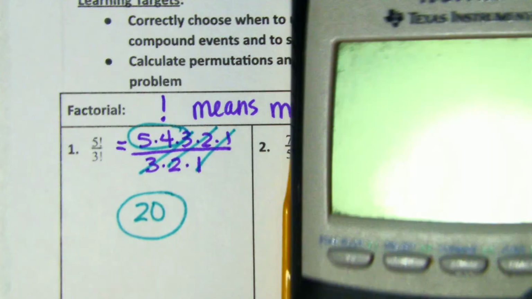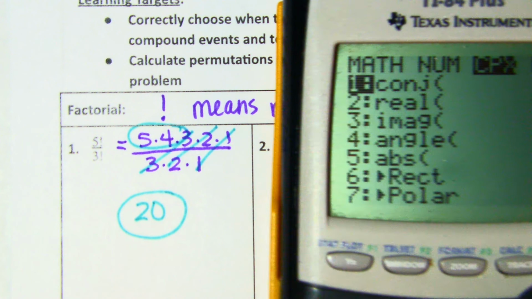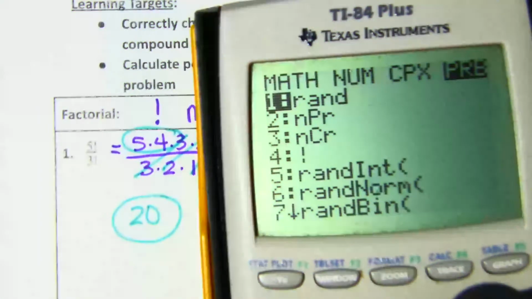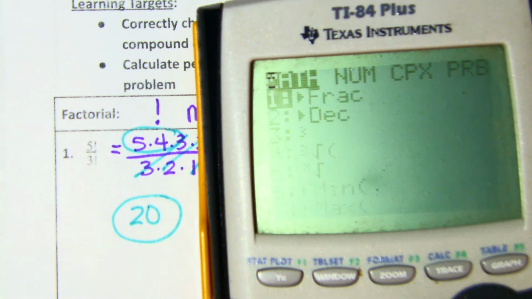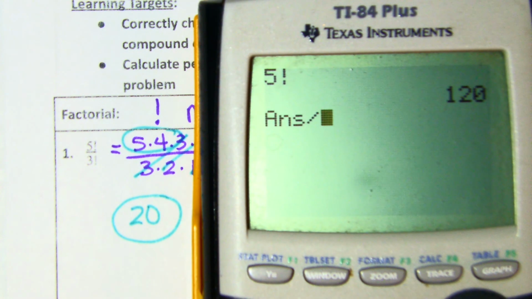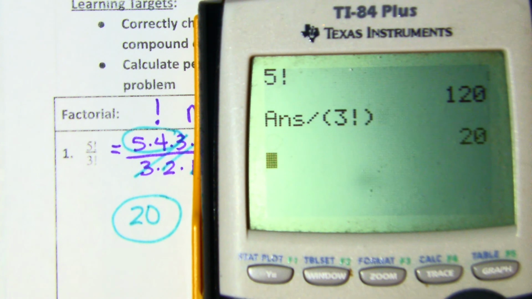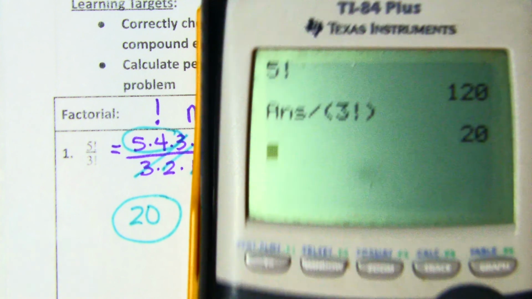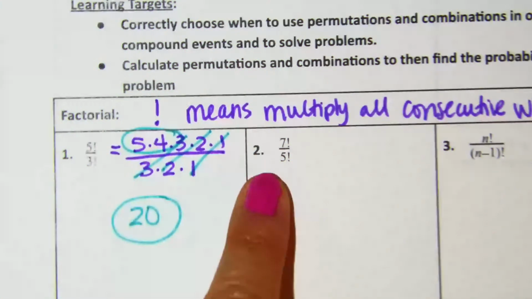On your calculator, under the math option, if you go all the way over to PRB, probability, you will see factorial, okay? So you can do 5 factorial, which is 120, divided by 3 factorial, and it gives you 20. Okay, so that's using your calculator. But like I said, you won't be able to do problems like number 3 and 4, which is most likely the ones we're going to give you, with a calculator rather. Go ahead and pause the video and try number 2.